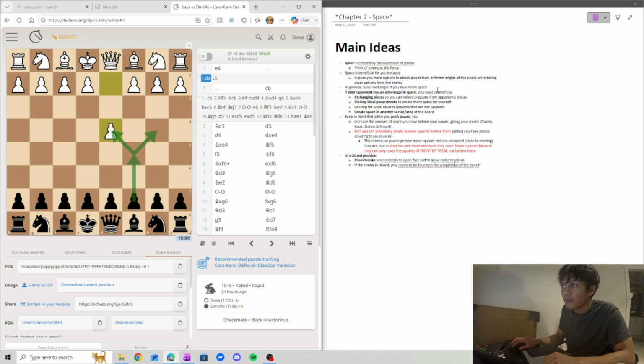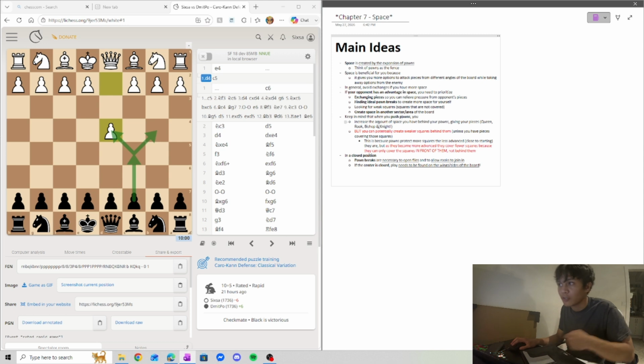So in general, you want to avoid exchanges if you have more space. And if your opponent has an advantage in space, so if you don't have space but your opponent does, then you need to prioritize exchanging pieces so you can relieve pressure from your opponent's pieces. Then you want to find ideal pawn breaks to create more space for yourself, and then look for weak squares that are not covered, while also creating space in another sector or area of the board.